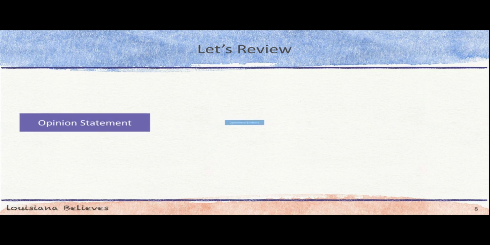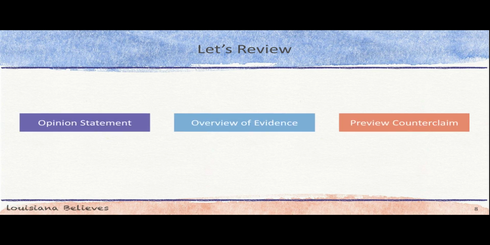Let's review your answer. You should have listed your opinion, an overview of the evidence, and a preview of the counterclaim as the 3 most important parts of a claim in argumentative writing.